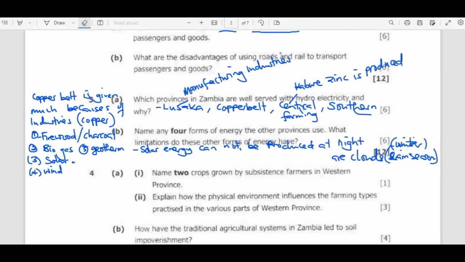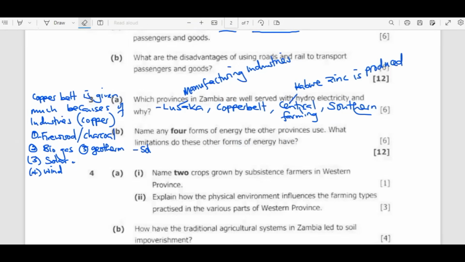On the fourth one, we have wind. So the limitation of using wind as a form of energy. So wind, just by the word itself, wind is air in motion. Now, if we don't have wind, then obviously power will not be generated.